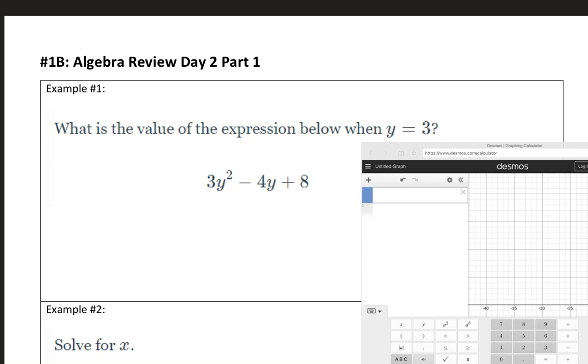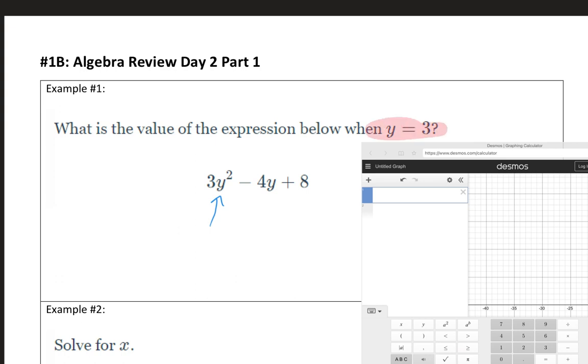Okay, kiddos, now we are starting our day 2 of our algebra review. So this one, we're going to need our Desmos calculator. I'm going to show you how to use this and how it's a lot better than our yellow one for something like this. So on this example, it says, what is the value of the expression below? So this expression, when y equals 3. Okay, so what that means is we're going to substitute 3 every place that we see that y.